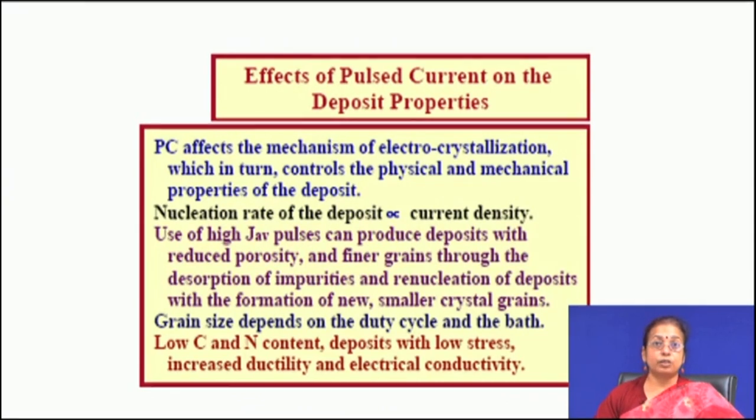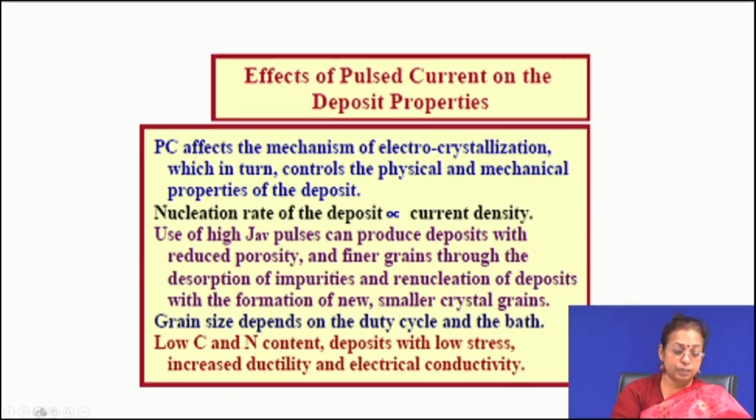Now, if you talk about the effect of pulse current on deposited properties, it has certain advantages over DC current. For example, if you think about the electrodeposition process, any deposition process consists of two stages, one is nucleation and growth, the second one is growth. Usually, the nucleation rate of the electrodeposition process is proportional to the current density. So, when you talk about nucleation rate, it is proportional to the current density.